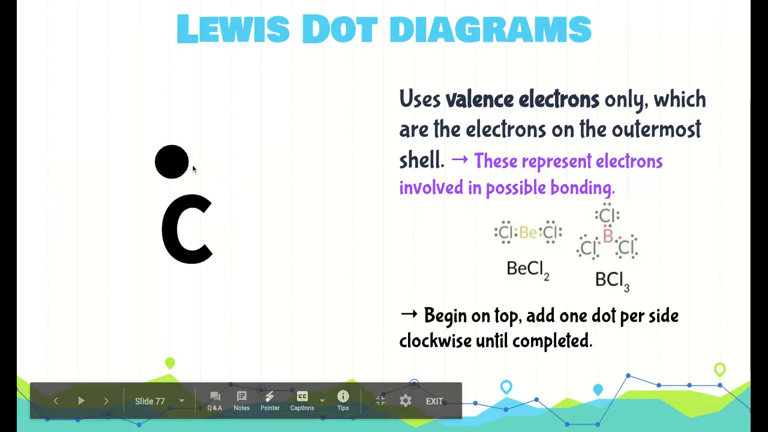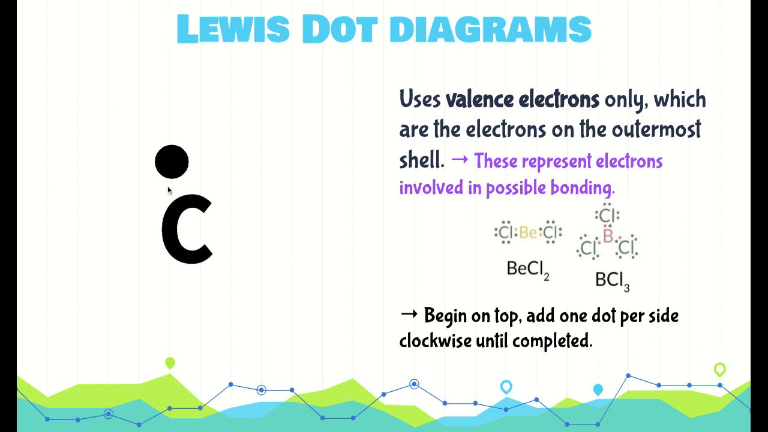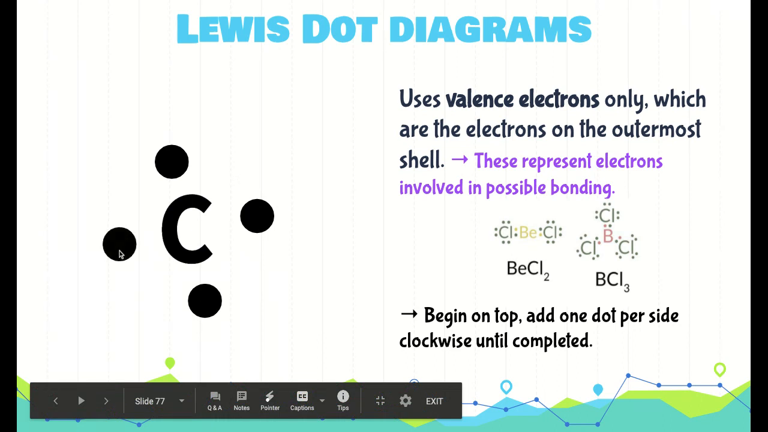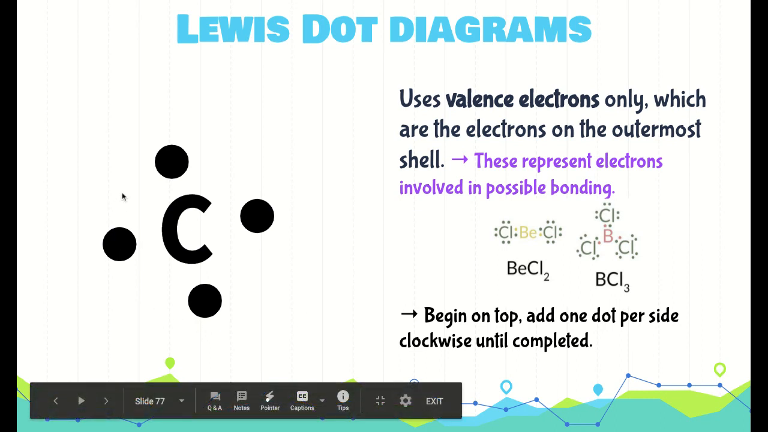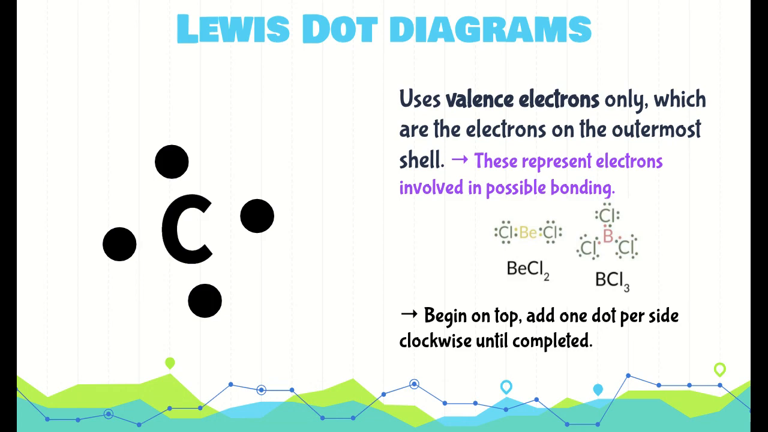So carbon would have 1 dot in the top left corner. We'd add another dot on the next side, another dot on the next side, and then another dot on the next side. This is the pattern. This is how you have to fill these out. So you start on the top, and you put 1 on each side, and then you can come back in and fill them in as you need to. There should never be more than 8 dots on a Lewis dot diagram, ever.